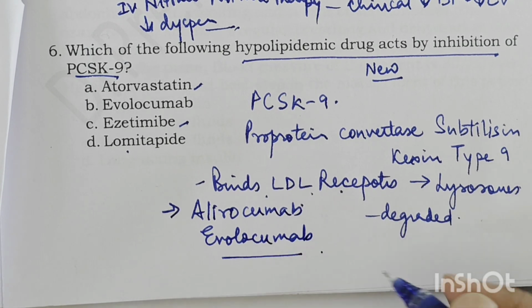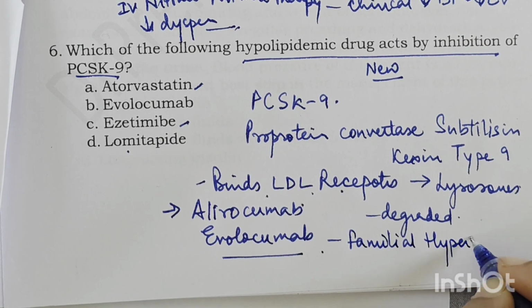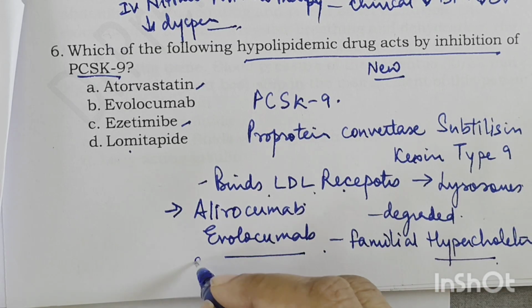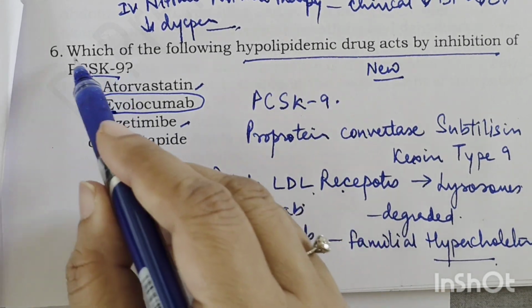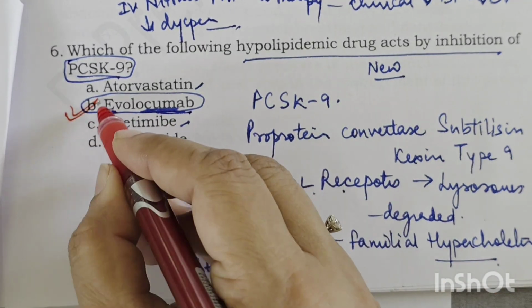These are approved for, what is the approval? Familial hypercholesterolemia. That is what they are approved for, familial hypercholesterolemia, as an adjunct to statin therapy. So for evolocumab, remember it like this: the drugs will have the name PCSK9 inhibitors ending in cumab. So this is the correct answer for this.